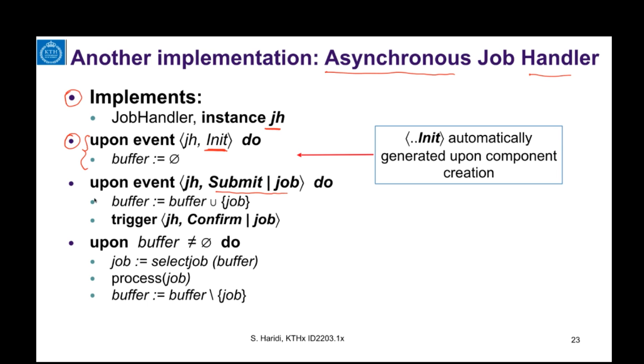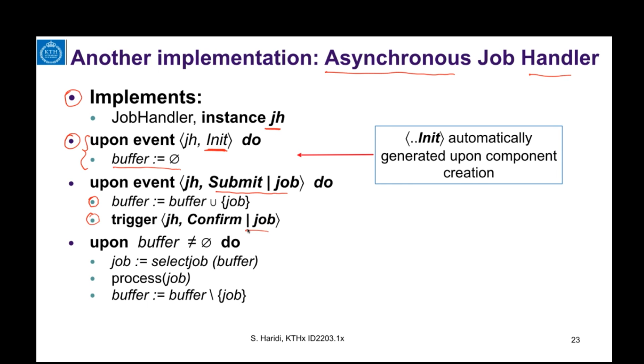Then we have how to handle a submit event. In this case, we just buffer the job. You see we had first an initial buffer, which is an empty buffer. Here we buffer the job, and we trigger immediately a confirm for that job. So we didn't really process the job yet, but it will be eventually processed. So this is a different execution.